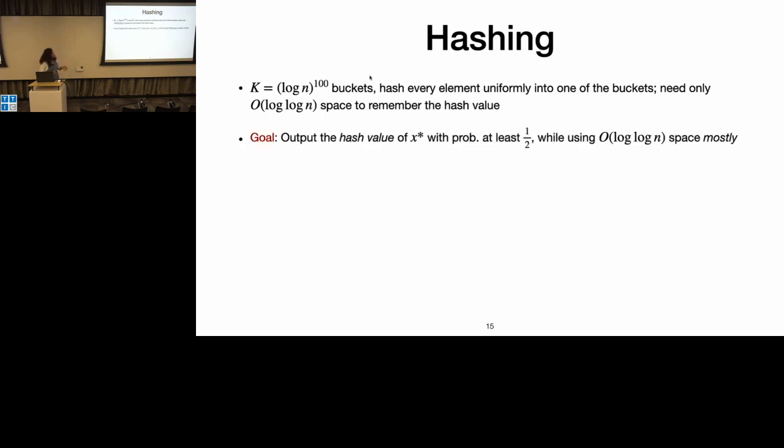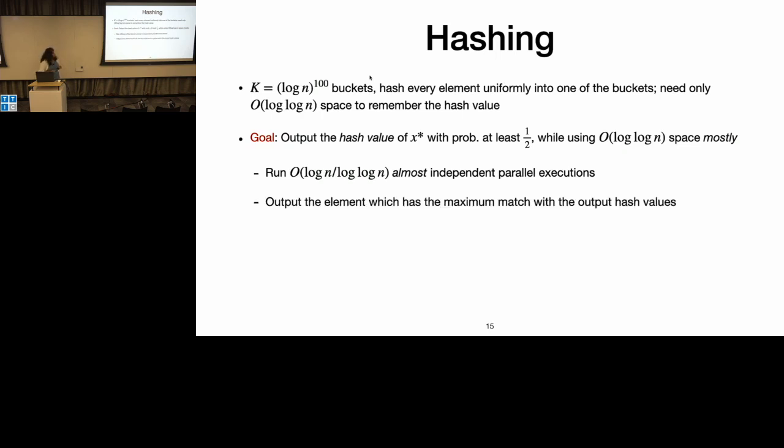So let's say now my goal is to just output the hash value of the heavy hitter, with probability at least half. Why would this be enough? Originally I said just take the majority for those parallel executions. We can slightly modify it. Again you run those parallel executions, but now you output the element which has the maximum hash hits. Use independent hash functions for all of them, see which element has the maximum hash hits and output it, and you can still get the same success probability.